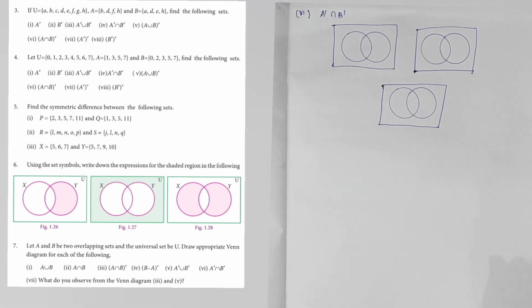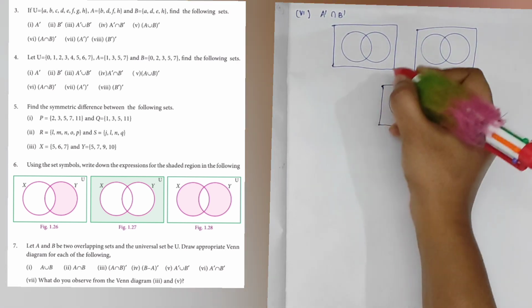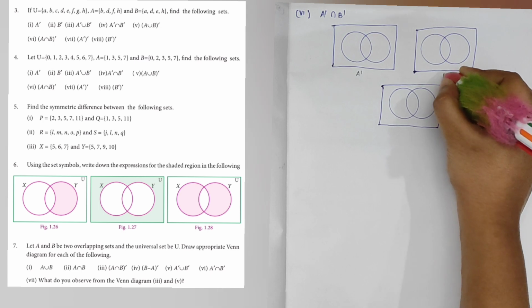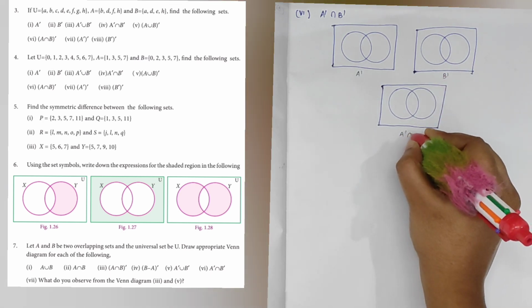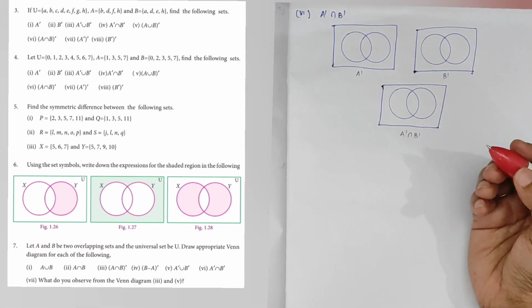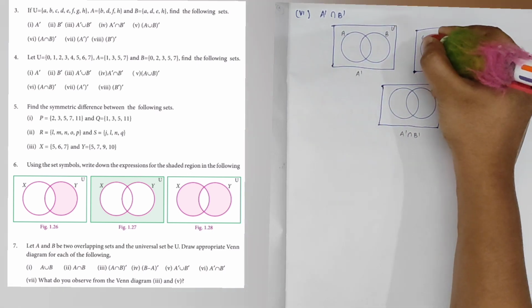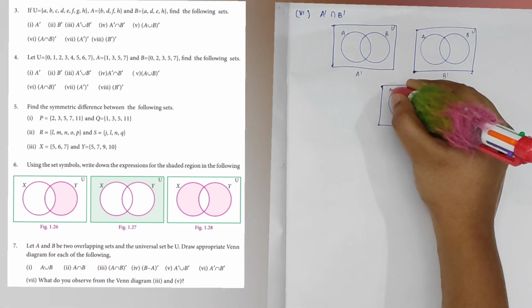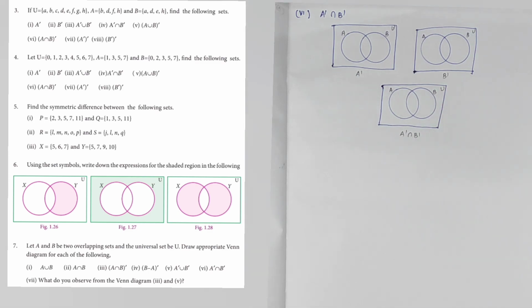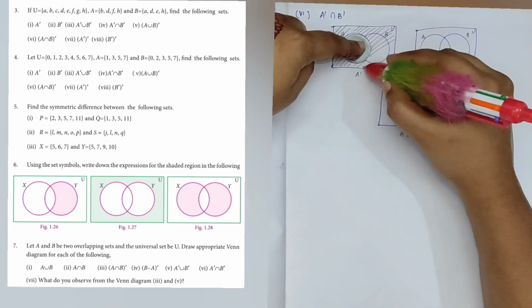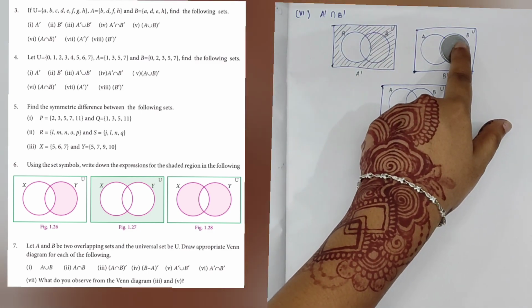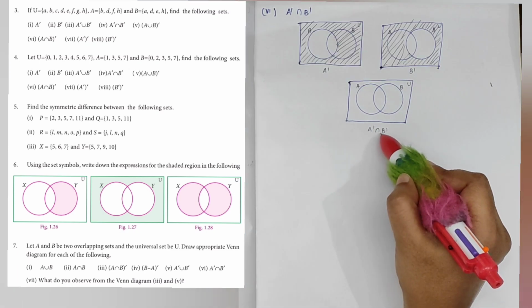Similarly, do it for A complement intersection B complement. First, let's do it for A complement, then let's do it for B complement, then we can do it for A complement intersection B complement. So first of all, mark the circles A, B, universal set U. First, do it for A complement. Now, do it for B complement. Next, for A complement intersection B complement.